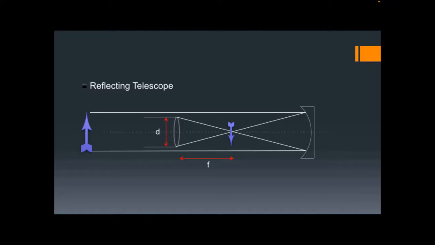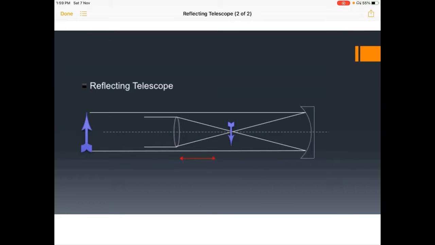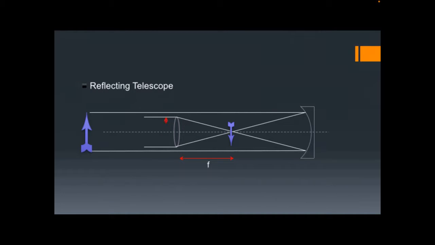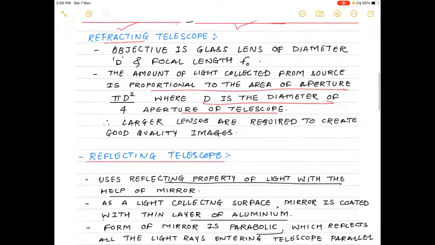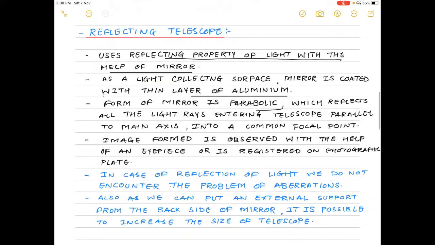Then an observer can observe this image formed by the reflecting telescope by use of an eyepiece, which has a particular focal length and a diameter d. So this is the basic principle of working of a reflecting telescope. Now, a reflecting telescope is much more beneficial, and it has fewer limitations than the refracting telescope.